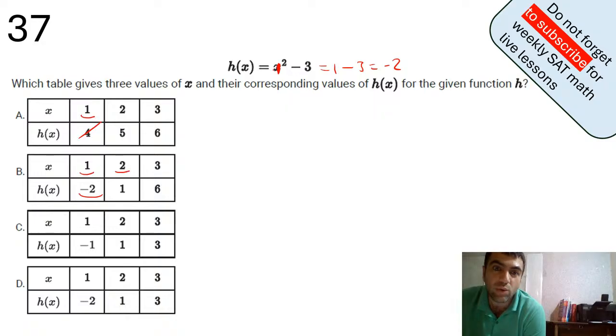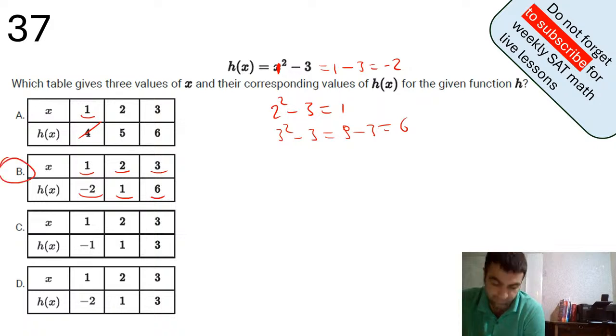If it is 2, 2 squared minus 3 is 1. Yes. If it is 3, 3 squared minus 3 is equal to 9 minus 3, which is 6. This is B. Yes, Shahin, it is B. Okay.